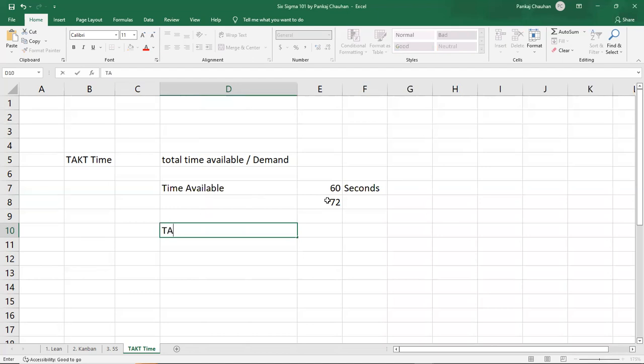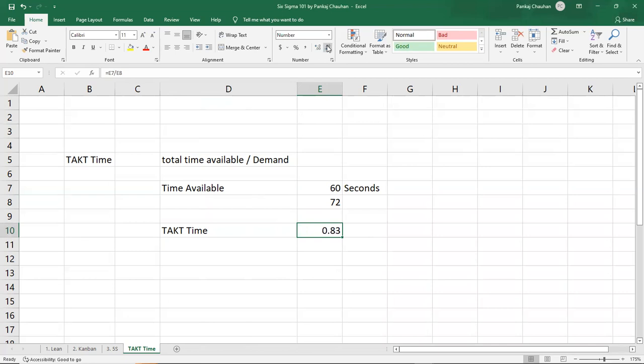So we calculate TAKT time is equal to total time available, 60 seconds, divided by the customer demand, which is 72 heartbeats. So each heartbeat should not take more than 0.83 seconds. If you multiply this TAKT time with the demand of 72, the heartbeats will be completed within the 60 seconds if each heartbeat takes only 0.83 seconds.